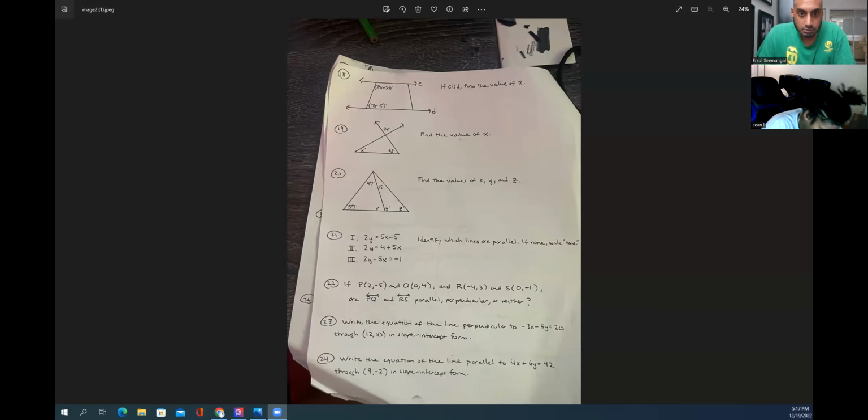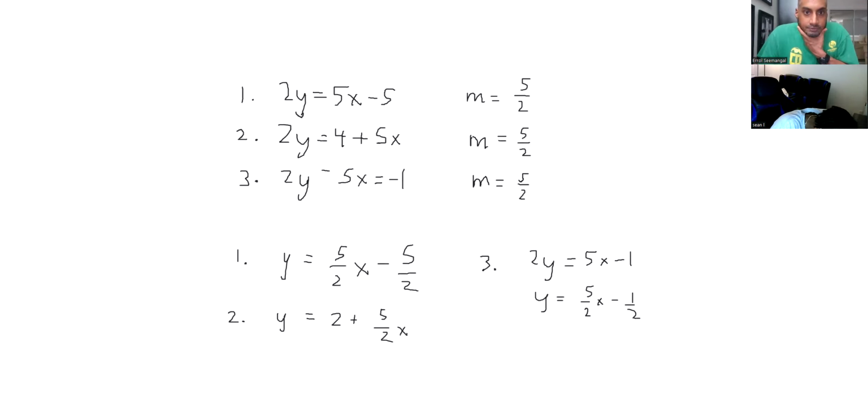They're all parallel because they all have 5/2, right? Because the slopes are 5/2 in all of them. Yep. Let me just double check that. Divide by 2, 5/2x minus 5/2. That one's good. Second one, y equals 2 plus 5/2x. That one's good. Third one is take the 5x to the other side, minus 1, then divide by 2. Yeah, they're all parallel to each other. Yep, because they all have the same slopes.